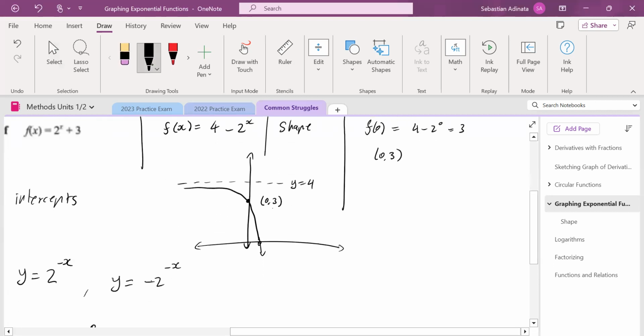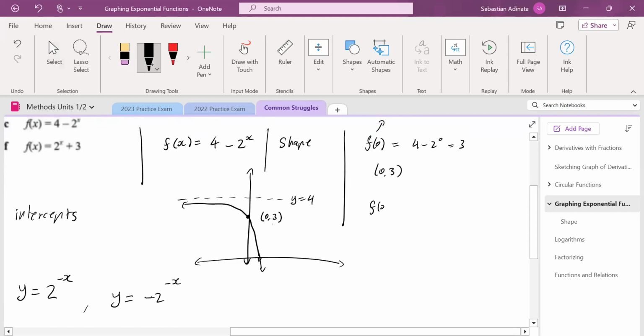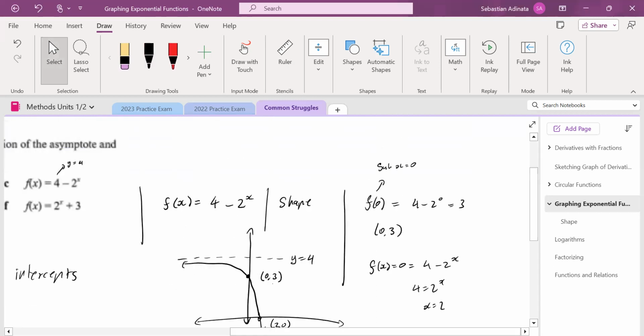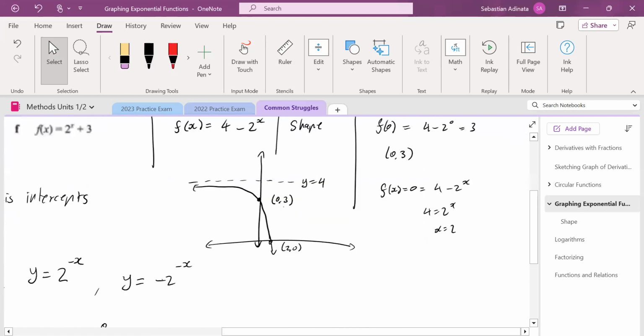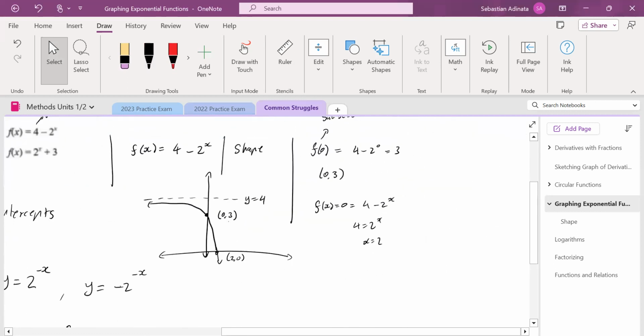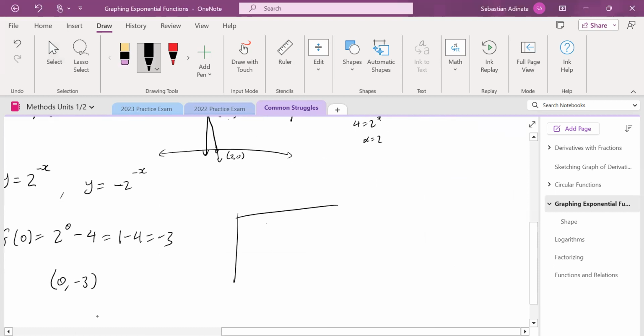And this one, actually, it does have an x-intercept. We can just tell from the shape. So then f of x equals 0, 4 equals 2 to the x, so x equals 2 again. So it's 2 and 0. I want to make one so that there is not one. So let's graph f of x equals -4 minus 2 to the x.